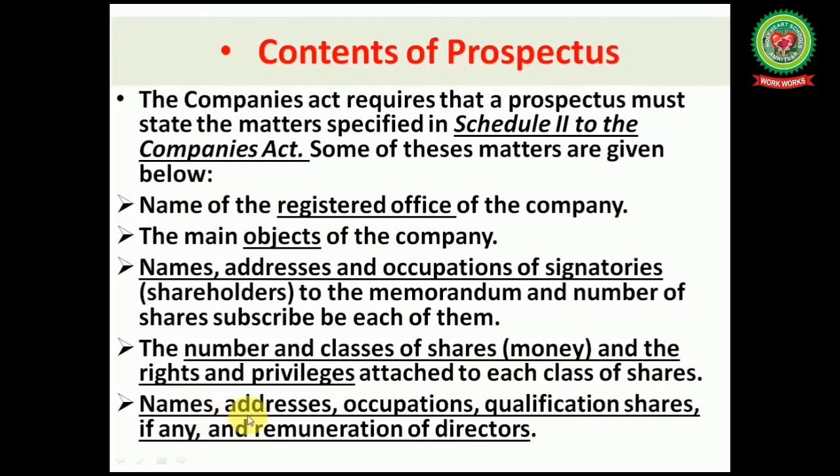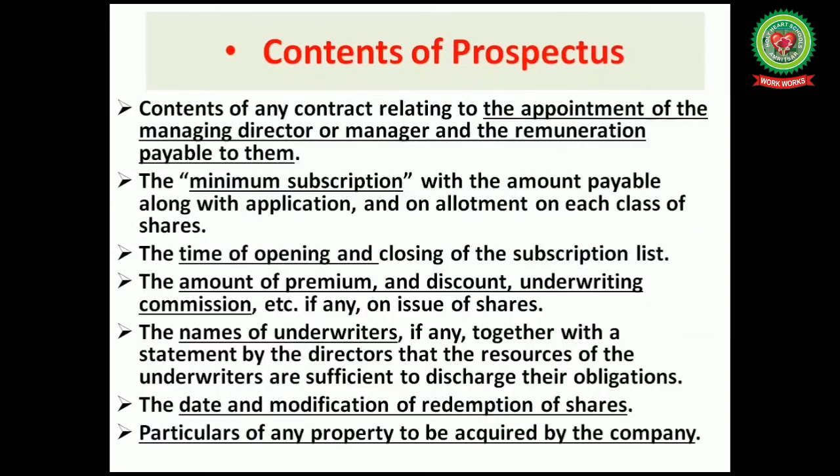After that, names, addresses, occupations, qualifications, shares if any, and the remuneration of directors are to be mentioned in the contents of or in the prospectus. Next, contents of any contract relating to the appointment of the managing director or manager and the remuneration payable to them is also to be mentioned. Then the minimum subscription or a minimum amount with the amount payable along with application and allotment on each of the shares is also to be mentioned in the prospectus.